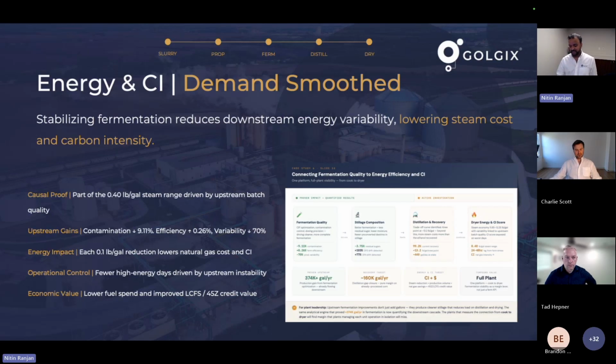So I would say the takeaway from this one is simple, right? Fermentation stability isn't a fermentation KPI. It's a full plant margin lever. The plant that measures cook to dryer as one system will find margin improvement that plants managing each unit operation in isolation or silos will miss.